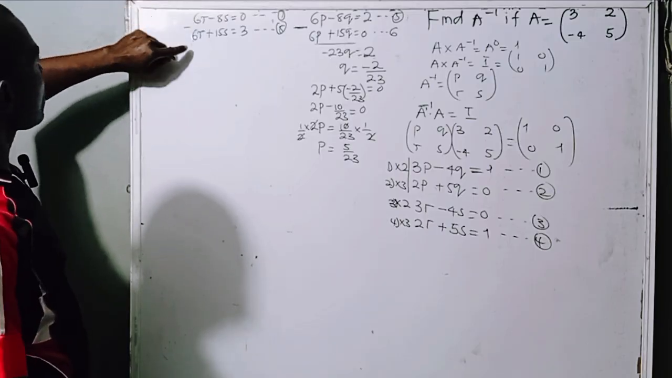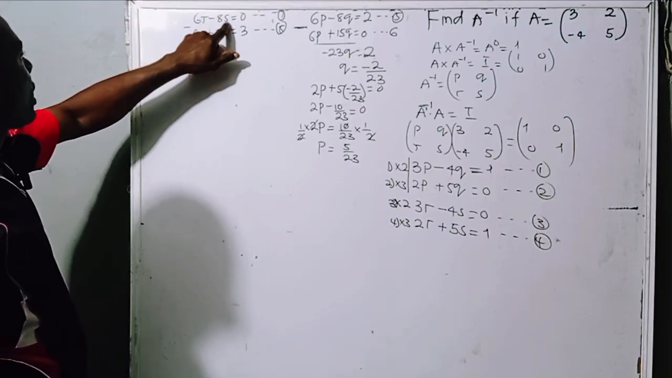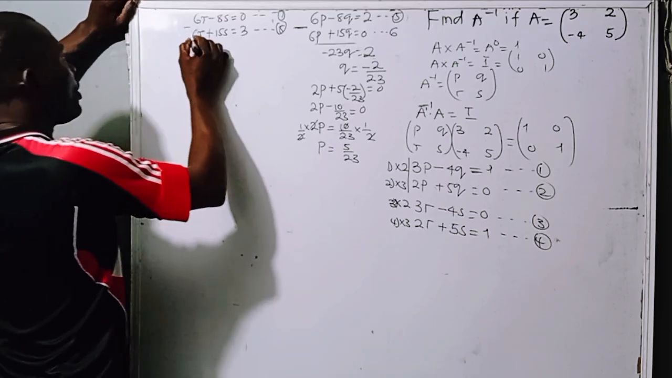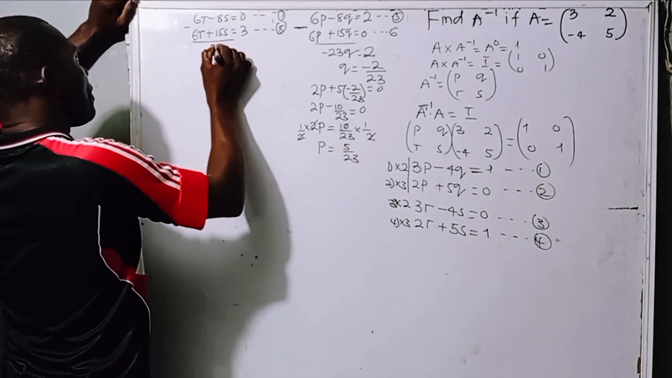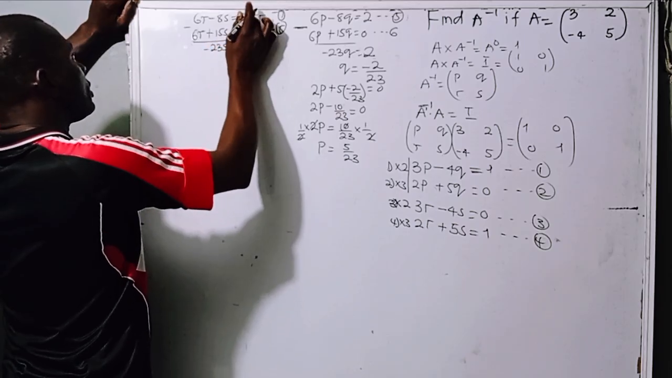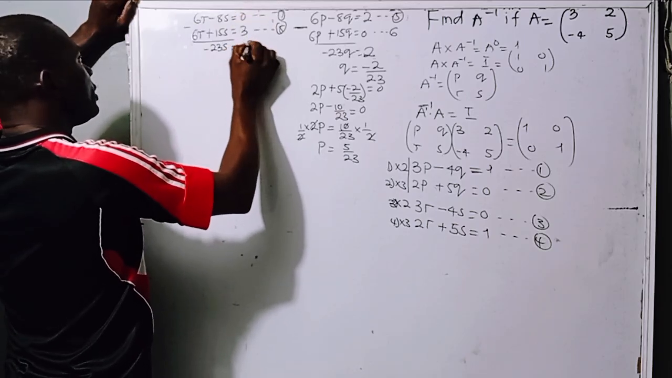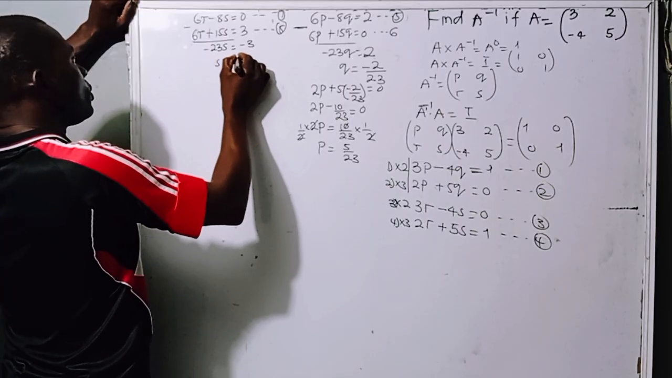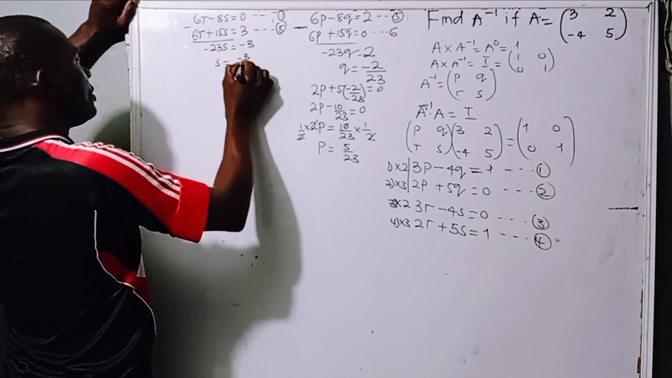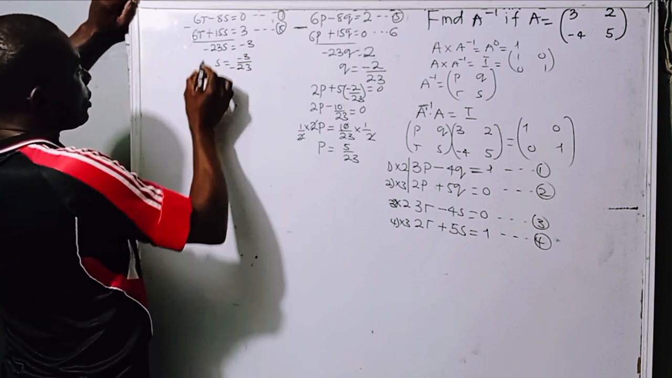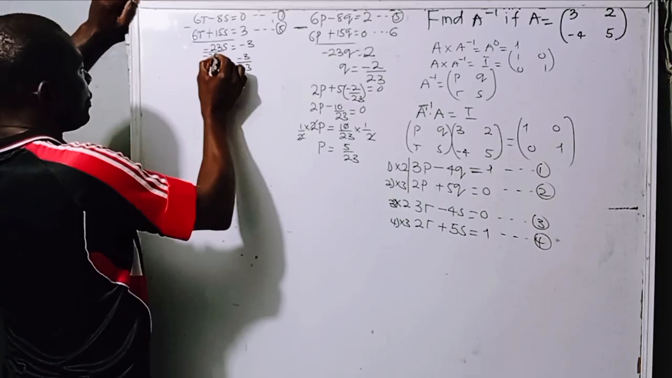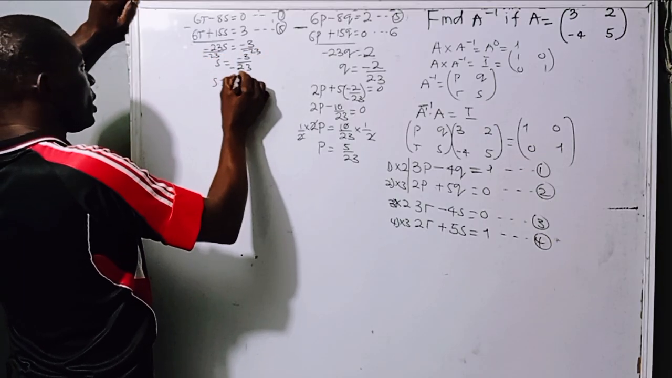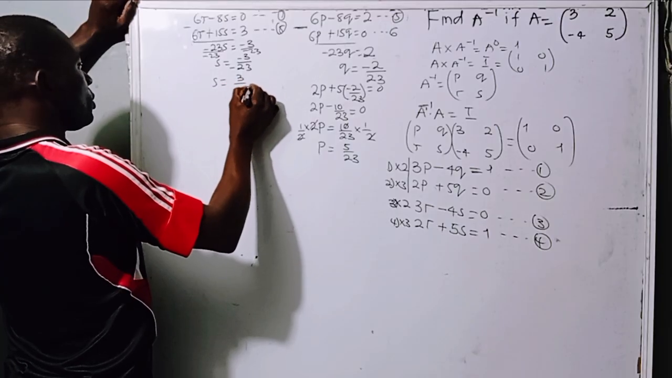So 6r minus 6r is off. Minus 8x minus plus is minus here, so this becomes negative 23x. Now 0 minus 3 gives negative 3. So x is equal to negative 3 divided by negative 23, dividing both sides by negative 23. So x is equal to 3 over 23.